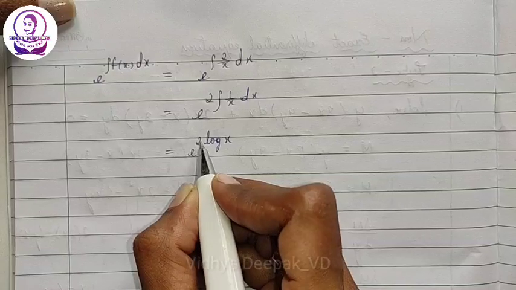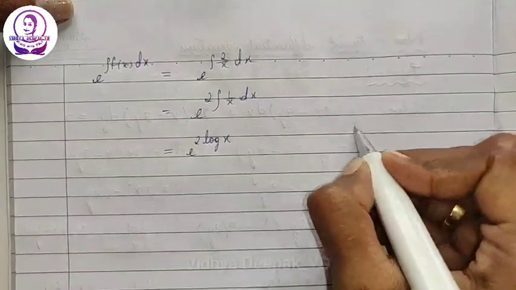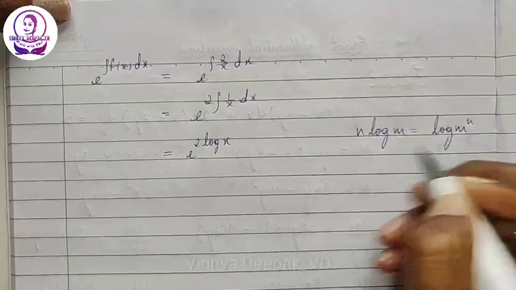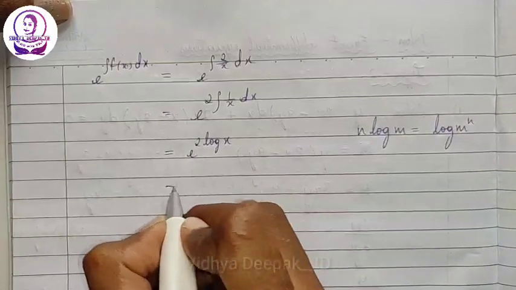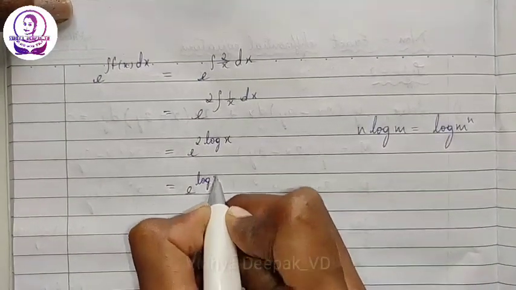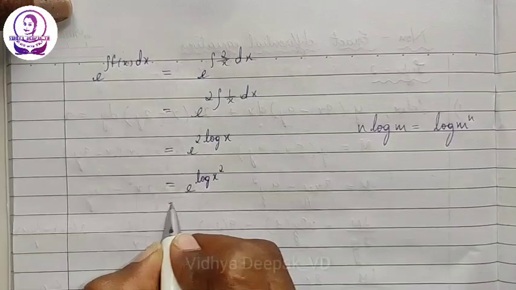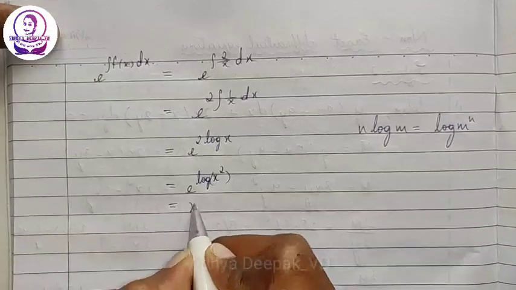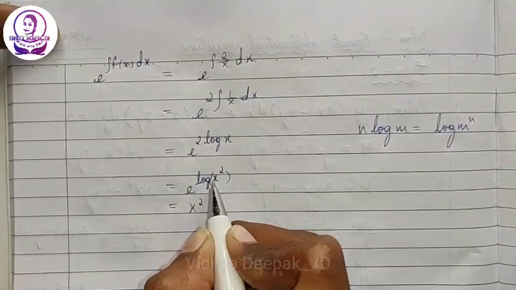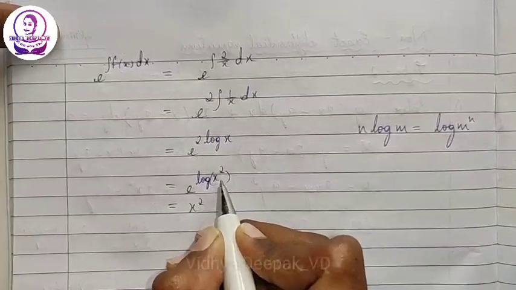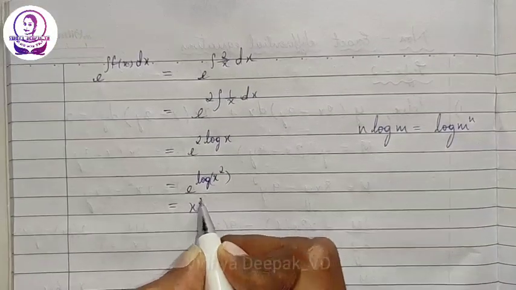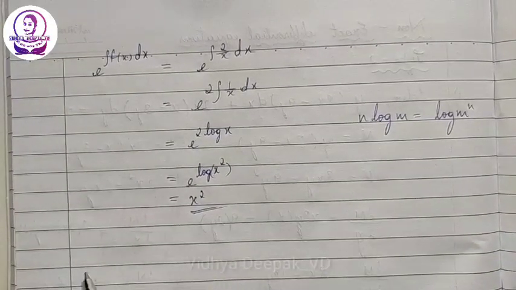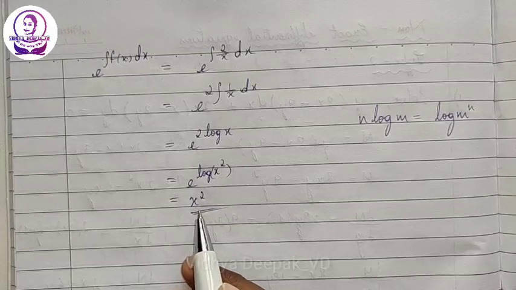This is of the form n log m. The formula is that it equals log m to the power of n, so the number comes as the power. This becomes e to the power of log x². We have one more formula: e to the power of log of something is equal to whatever is inside the bracket. This is a proven fact, so we will use that. So our integrating factor is x².